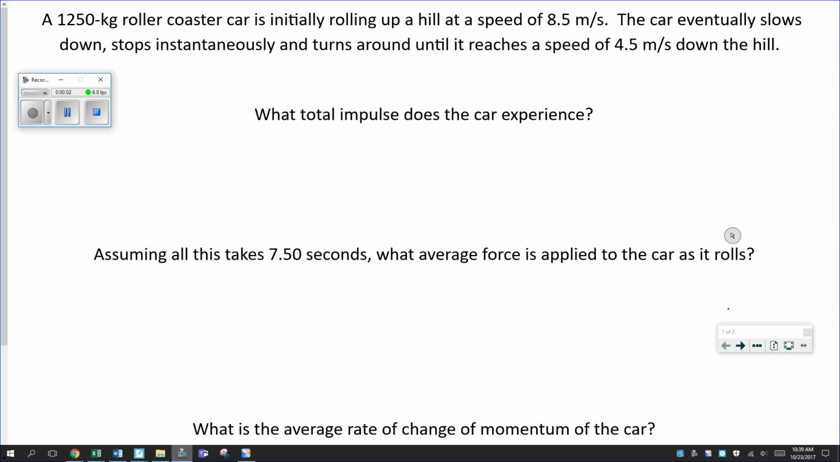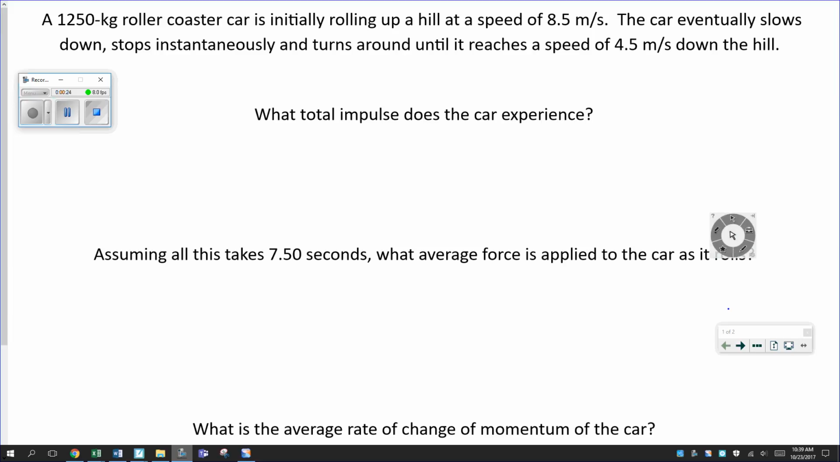Folks, here's a couple of different standard types of impulse questions, or change in momentum questions. This one's about a roller coaster. We define some property of the roller coaster. It's moving up the hill, and it slows down, turns around, moves down the hill. What total impulse does the car experience?